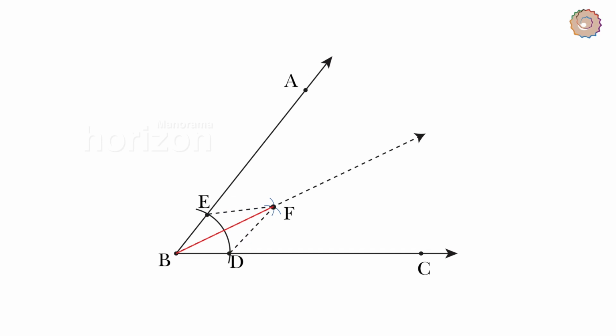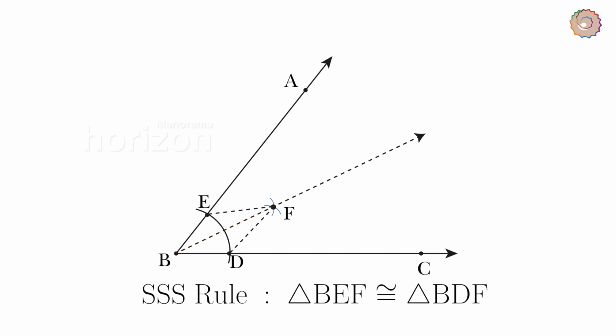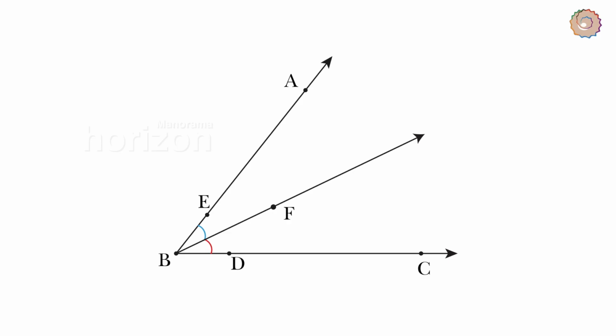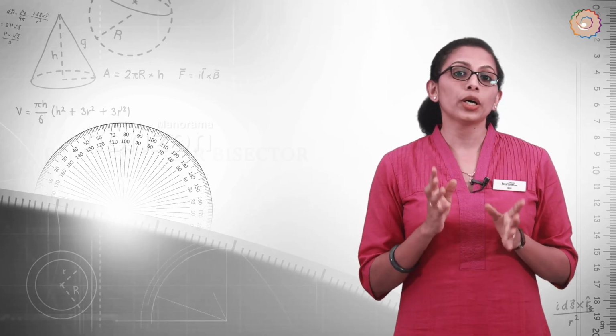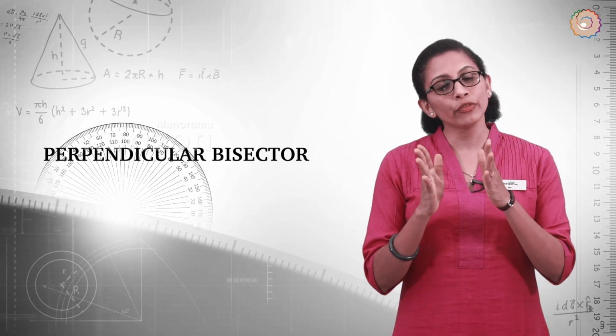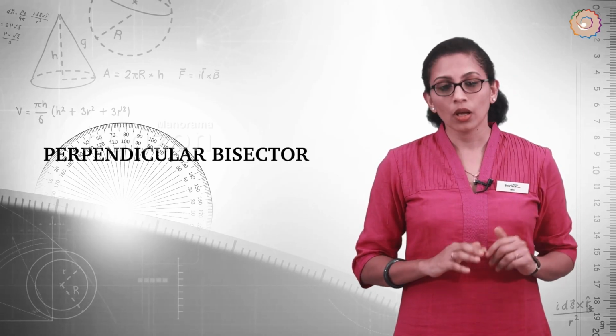Therefore, we can say by SSS rule that triangle BEF is congruent to triangle BDF. Also by CPCT, we can say angle EBF is equal to angle DBF. Thus, BF is the angle bisector of angle ABC, hence justified. Next, we will see what is a perpendicular bisector and then we will move on to its construction.